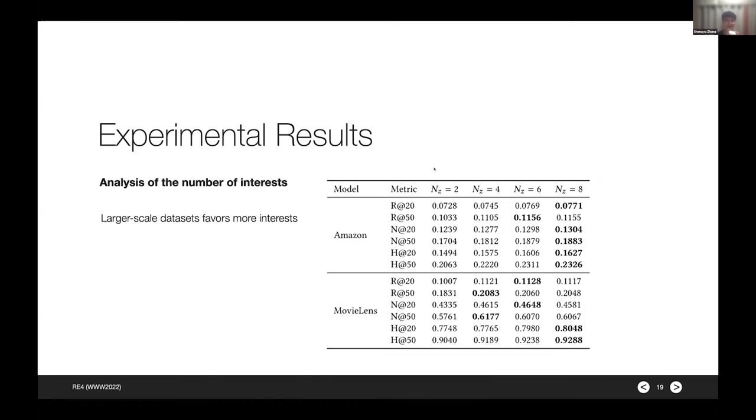And then we conduct some analysis of the algorithm. This one is about the analysis of how the number of interests affects the model performance. We found that in larger scale datasets, we need more interests to further improve the recommendation results.